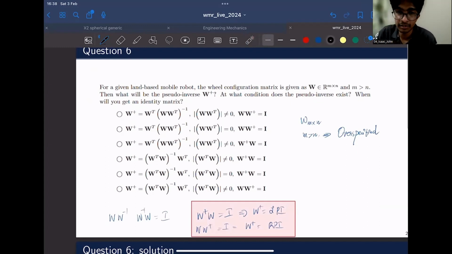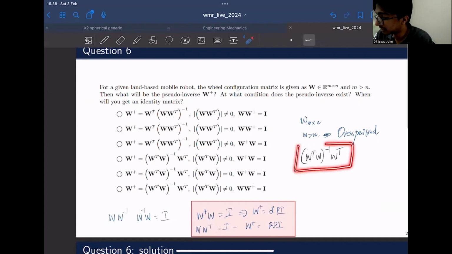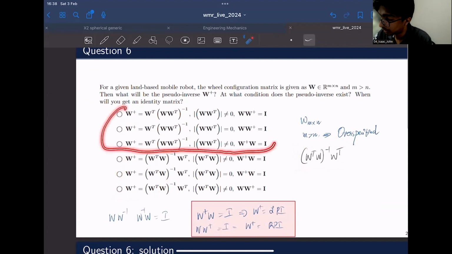For an overspecified system, we will take a left pseudo inverse, that is nothing but W transpose W, the whole inverse, W transpose. So which of the options corresponds to this entry? I think options 4, 5, and 6 correspond to the left pseudo inverse. We can disregard the first three options.